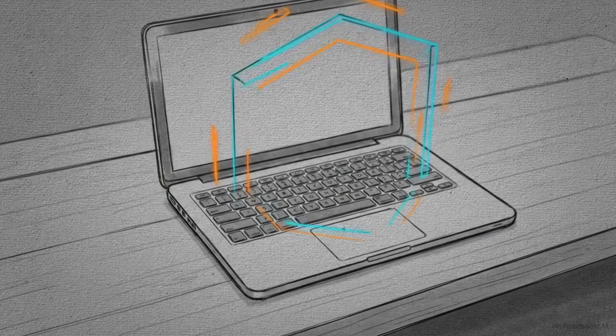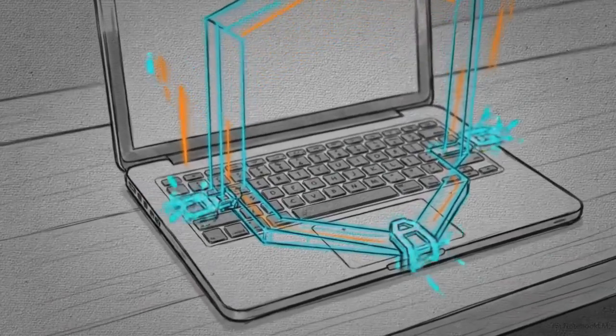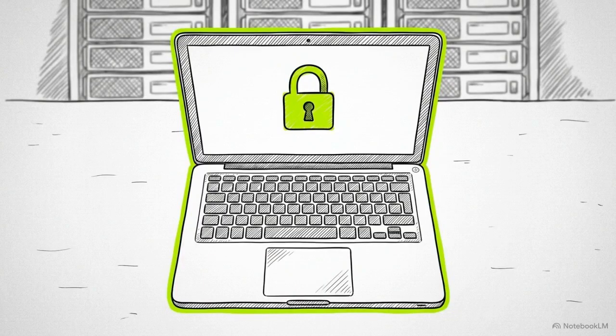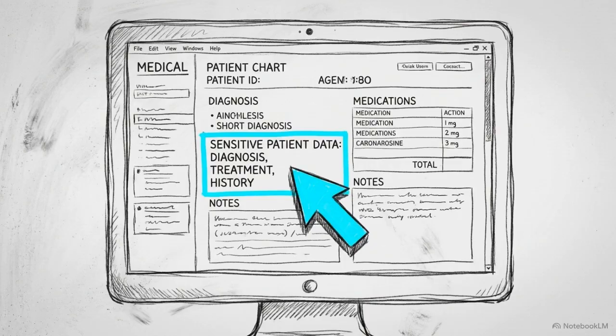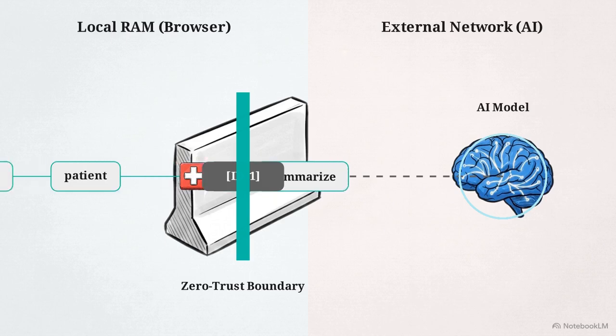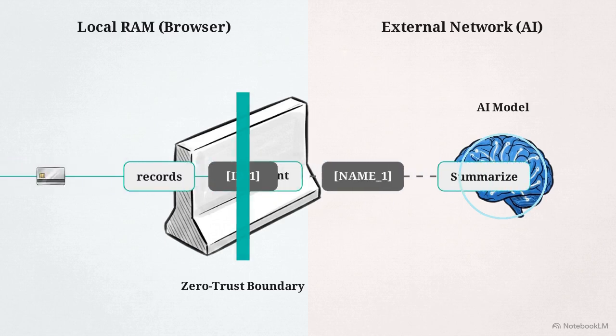Shifting the security perimeter away from the network and placing it directly down to the user's keyboard solves this. This is the architecture of Zero-Trust Data Sanitization. It ensures data is cleaned locally before a network socket is ever opened. The process begins the moment an employee pastes a record, like a patient history or a financial statement, into their browser. Before the browser transmits the prompt, a local engine intercepts the text inside the browser's volatile RAM, acting as a physical wall against the network.